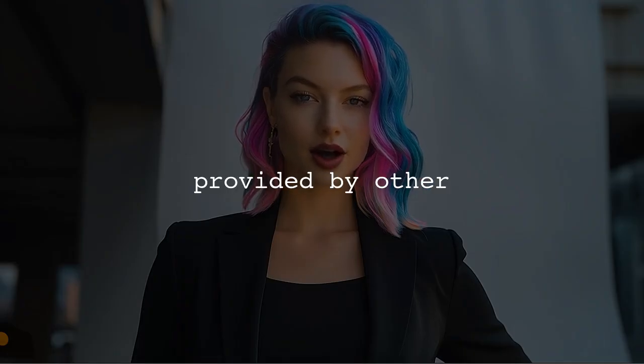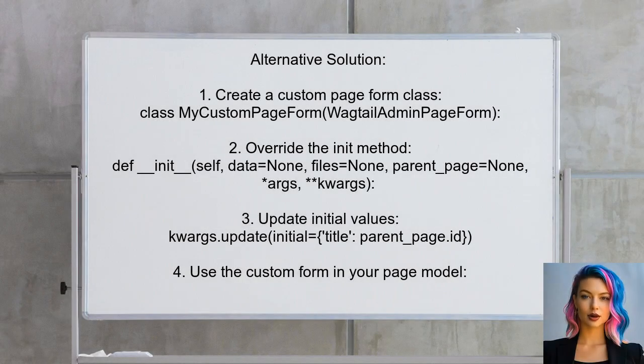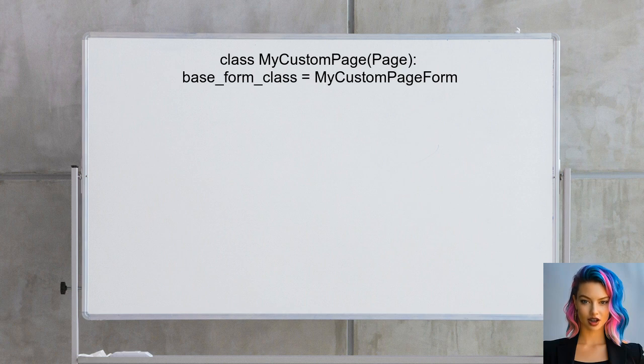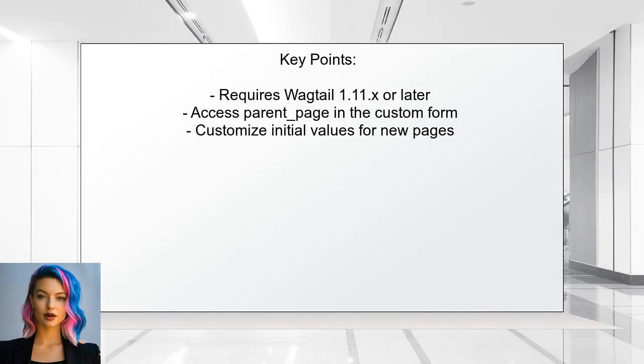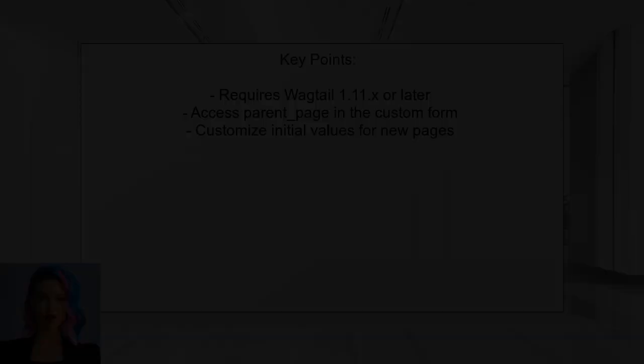Now let's look at the answers provided by other users. An alternative solution involves creating a custom page form in Wagtail. First, define a new class that inherits from Wagtail admin page form. In the init method, you can access the parent page and set initial values for fields when creating a new page. This approach requires Wagtail version 1.11.x or later, as earlier versions do not provide the parent page parameter during form initialization. This allows you to customize the form for new pages effectively.